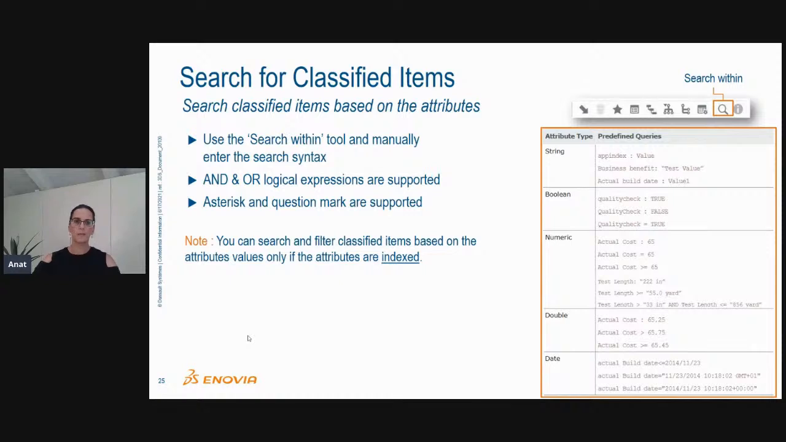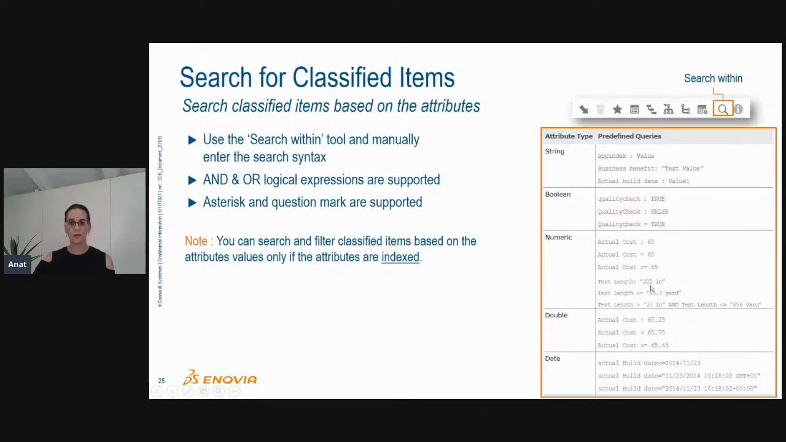To do that, you need to type the search syntax manually in the search within field available in the toolbar of the IP Classify and Reuse. And here in the table, you can see just a few examples of the search syntax. If you note, it looks pretty much the same. It will always be the classification attribute name, for example, actual cost. Then you will have the query operator, for example, equal. And then the value to query, 65.